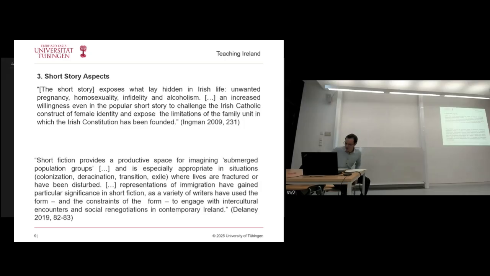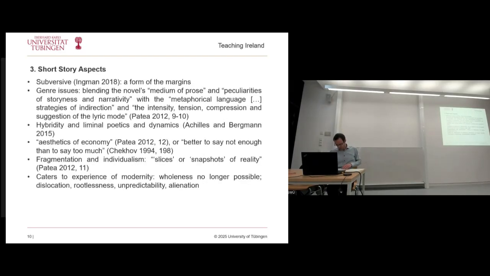All right, then let's have a quick look at some of this conceptual background and some terms. First, it must be mentioned that the short story leans towards subversion generally. In contrast to the novel, which sits comfortably at the center of literary production and reception, the short story is conceived of as a form of the margins, also historically. From the beginning, the short story was considered a form mediating between the novel's medium of prose and its peculiarities of stories and narrativity, with the metaphorical language and strategies of indirection of poetry, and the intensity, tension, compression, and suggestion of the lyric mode. So somewhere in between poetry and the novel: the language of one and the storyness of the other.